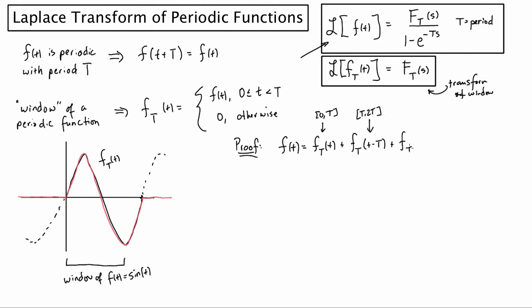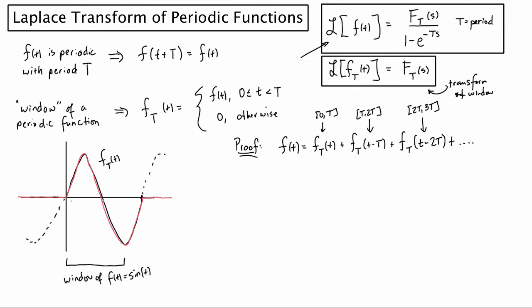And then one more would be t minus 2T. So if I shift over 2 periods, then this is the function on the second to third period, and so on. That would completely describe the function as just a sum of a bunch of windows.